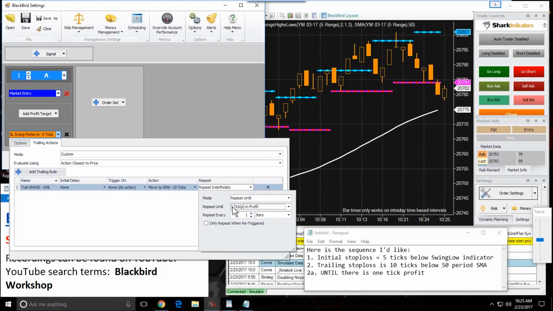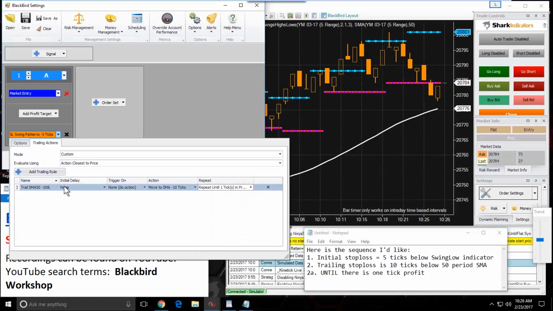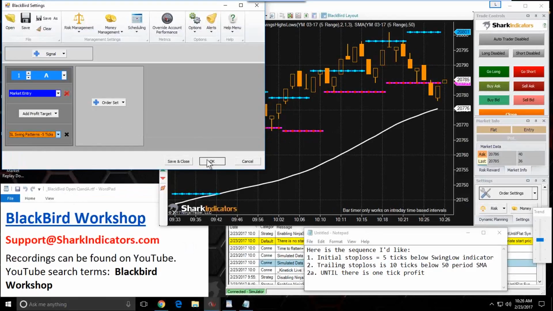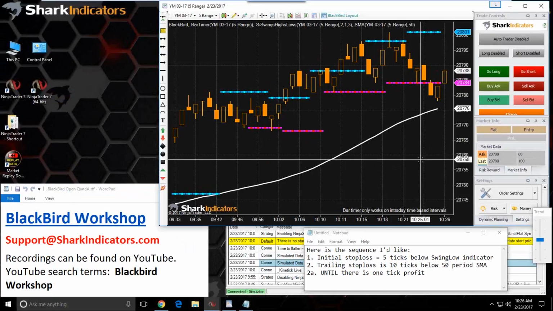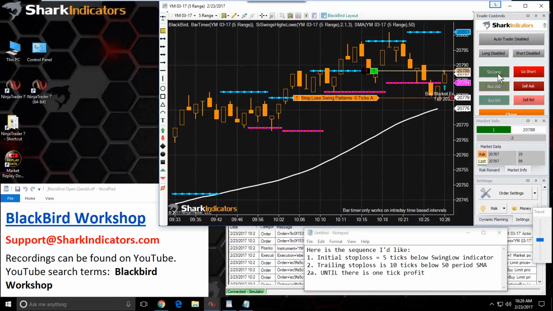All right, so we're going to repeat until we reach one tick in profit. And we're going to repeat this every bar, like so. All right, so that is it. Done. We'll click OK. And let's just place a manual trade here. So let's go long. There's our stop loss, sitting 5 ticks below the detected swing low.